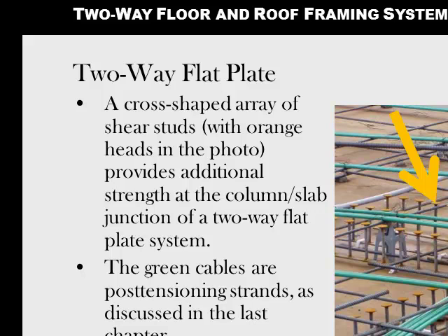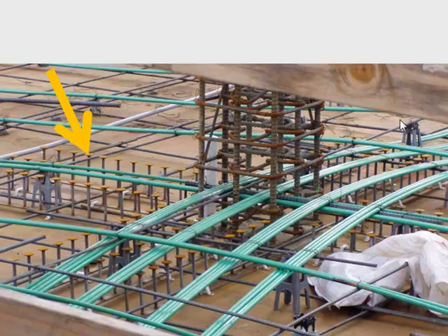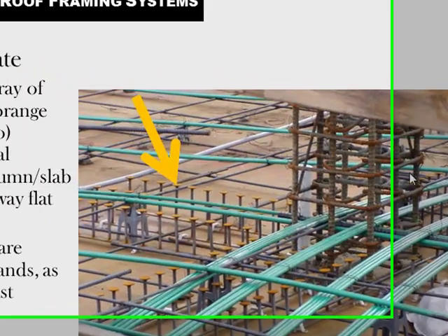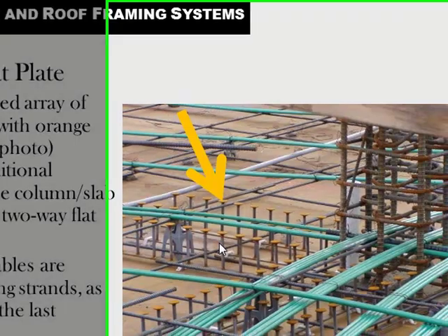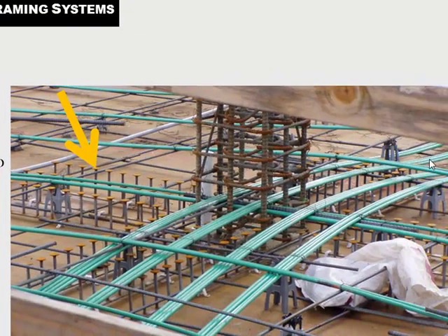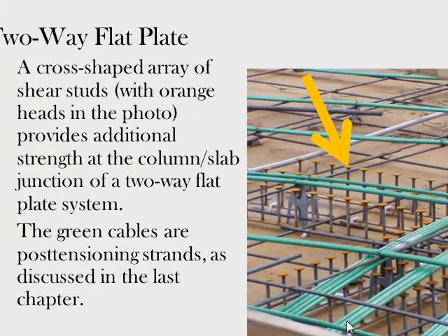Here they're putting the reinforcing in for the two-way flat plate system. You can see, well, these orange things are the shear studs, and that's in the concrete, and that adds shear resistance. Then the green cables are post-tensioning strands, and what that is, they pull those after the concrete's poured. They pull them really tight, and once the concrete's cured, they let them go, and it kind of all springs in, and it makes a very stiff structure.